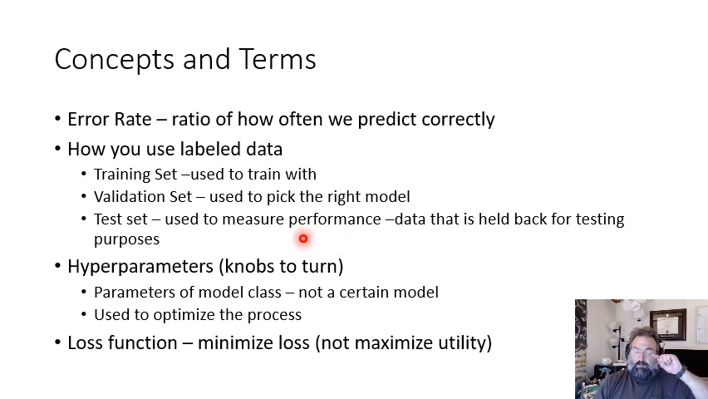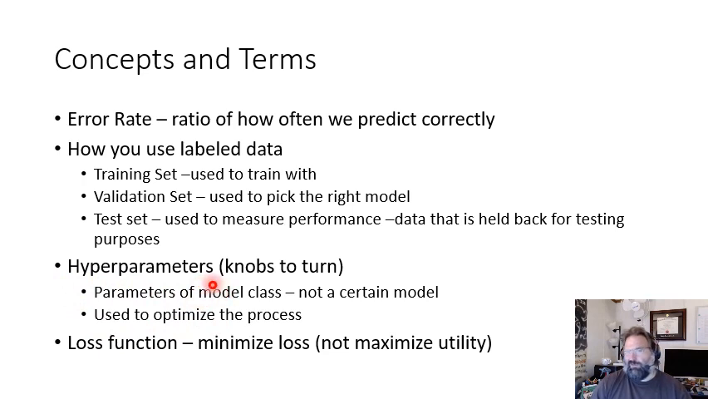And you always hold that back. The system should never see it before you use it. Otherwise, you're going to be biasing your results, and you'll do better on your test set than you would on something you haven't seen before. And that's what you're trying to do, is come up with an estimate for how well this thing will perform in a situation with data it's never seen before.